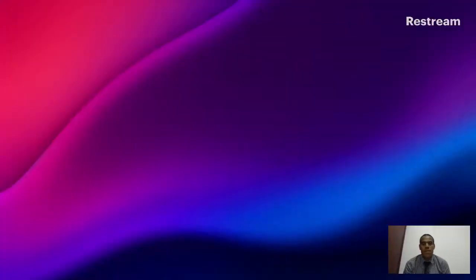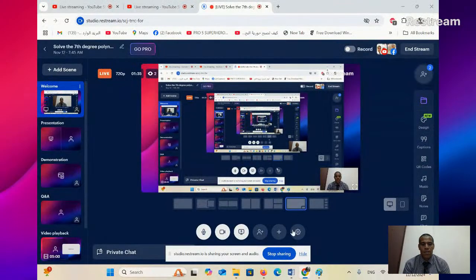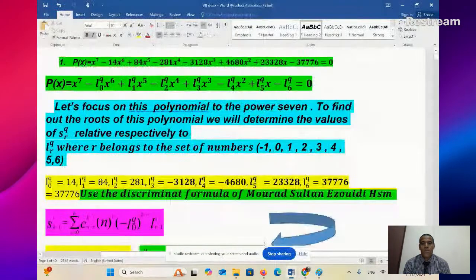Okay, I will show this first. My colleagues, the professors. So we are told that here, learners, in this example, you are going to solve a polynomial to the power 7. You are going to understand how you can find the roots of any polynomial to the power 7.